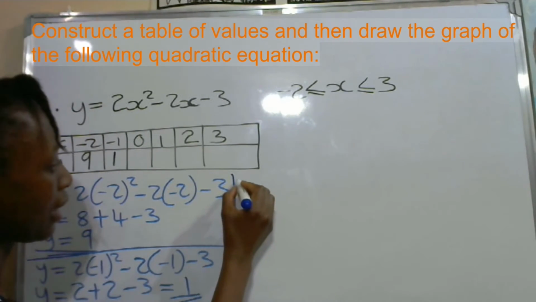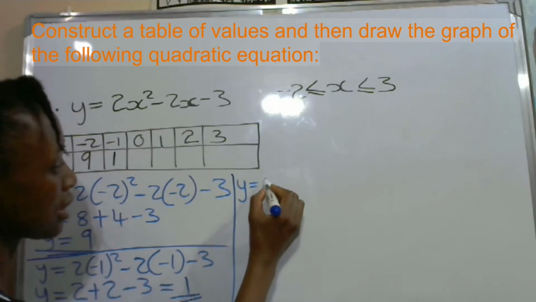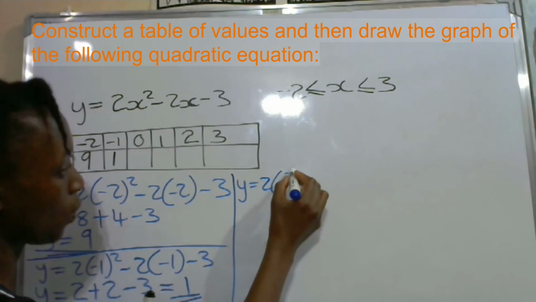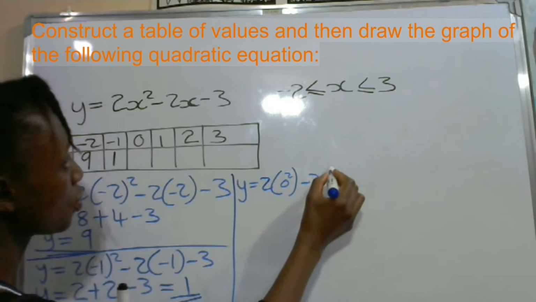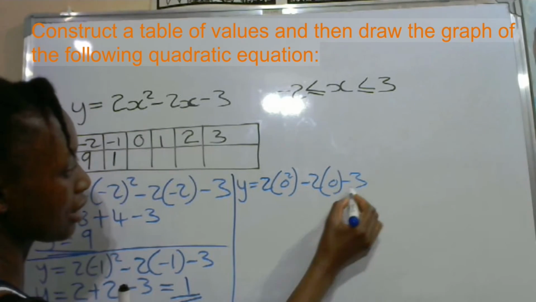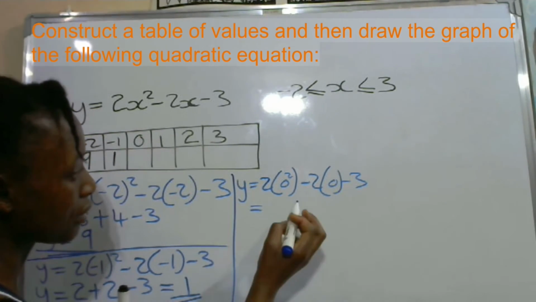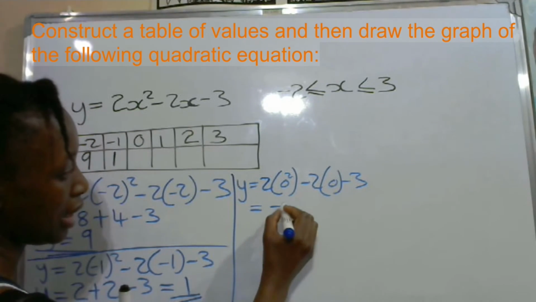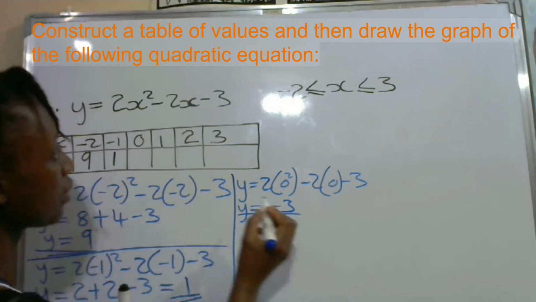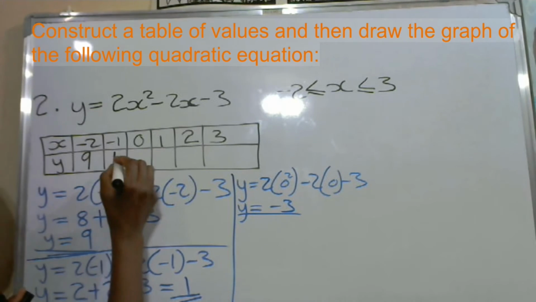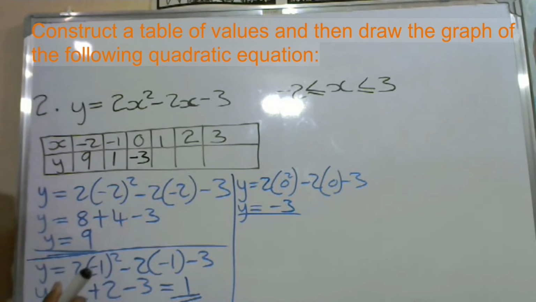So when our x is 0, it's 2 times 0 squared minus 2 times 0 minus 3. This will give us 0, 0, and negative 3. So there we get our negative 3.